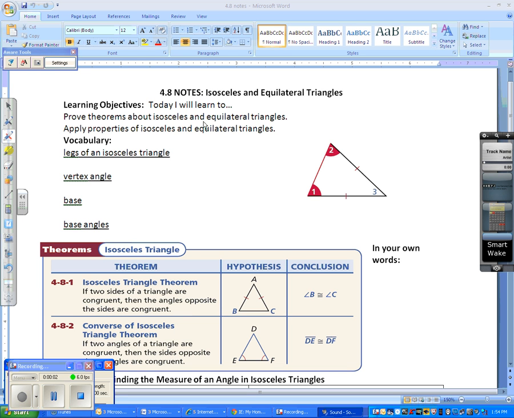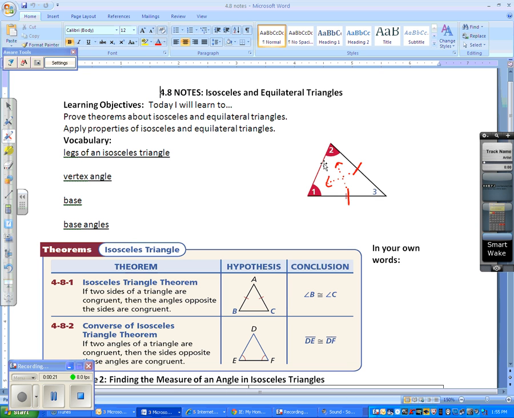Okay, today we're talking about 4.8. We're talking about isosceles and equilateral triangles, which we've already discussed briefly before. Isosceles triangles, remember, have two sides that are the same. So we have those tick marks. And because those two sides are the same, we also came up with the fact that those two angles are going to be the same as well.